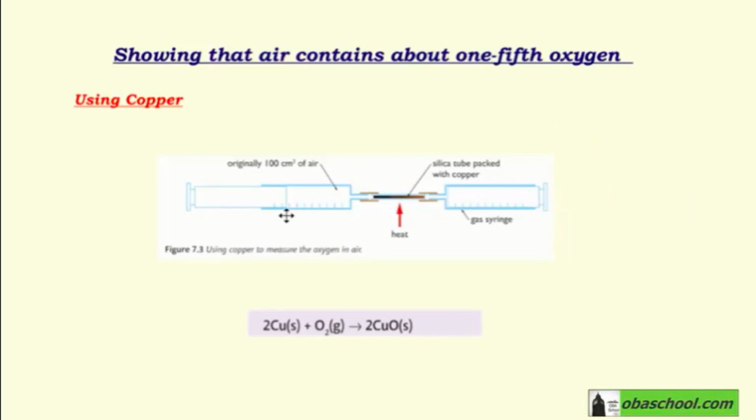When it cools down, we notice that 79 centimeter cubed of air is still present. So what we do is that we subtract 79 from 100 to get 21%. So copper used 21% to react with oxygen. So this is how to make sure that air contains 1/5 oxygen.